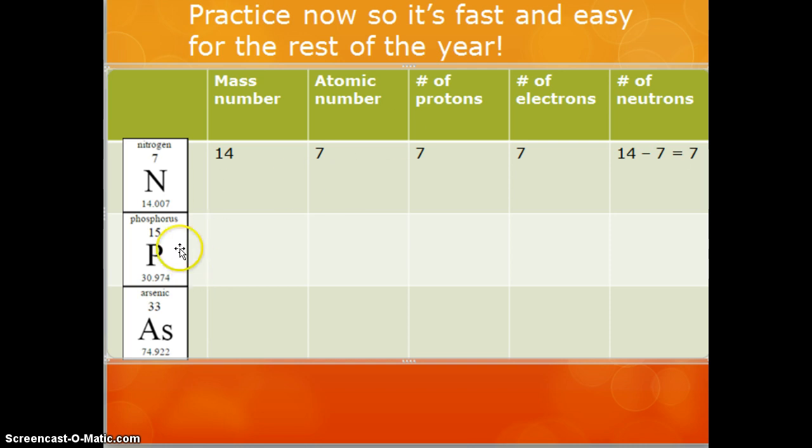All right, go through, hit the pause button, and for phosphorus, what's the mass number? The atomic number. Number of protons. Number of electrons. Number of neutrons.